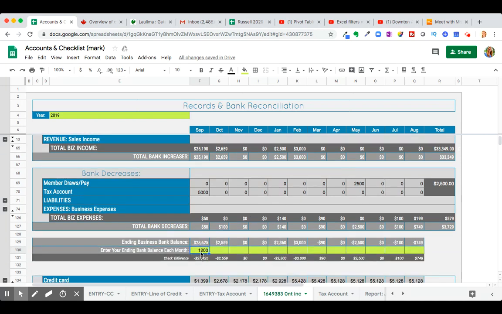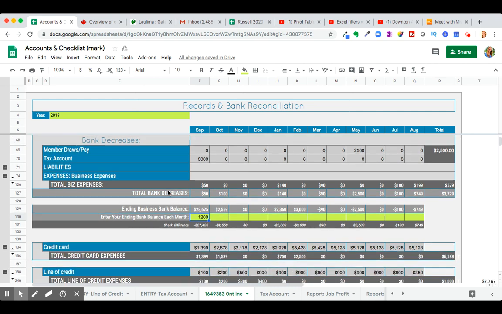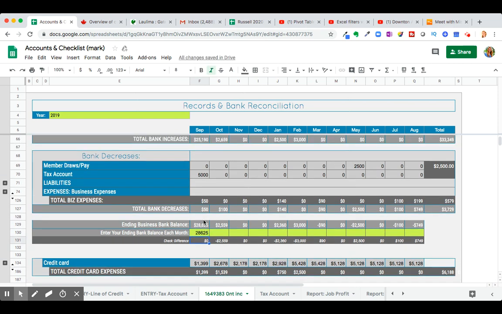The end of the month, you check your bank balance. And then for both your tax account and your main bank account here, so 28,625, if that was your ending bank account, okay, perfect, zero difference.